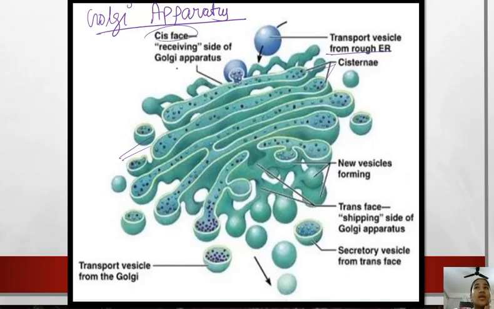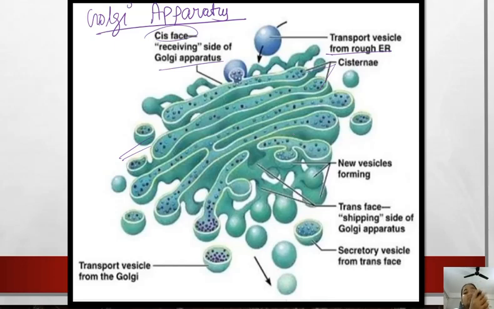This face of the Golgi apparatus is the receiving side of the Golgi apparatus. From here, the vesicles are received. Now what happens over here? Over here, the Golgi body attaches lipids to them, then proteins and some other types of proteins and acids, many things attached to it.